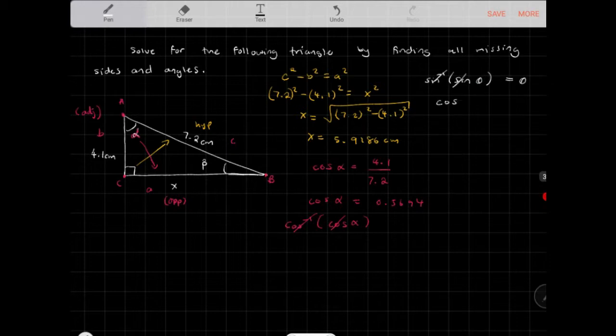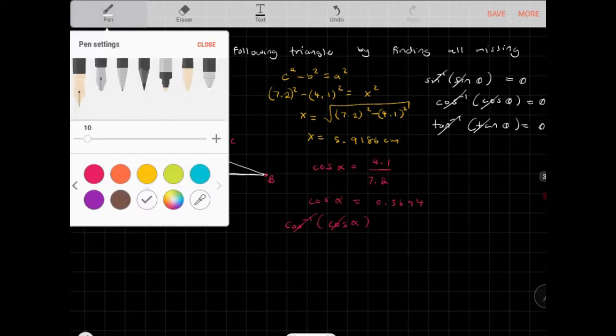If you do cosine inverse of cosine theta, you basically get theta, because the cosine and the cosine inverse cancel out. And if you do the tan inverse of tan theta, you also get theta. So the inverses just cancel out the ratio, the value of the ratio. In this case, cosine inverse of cosine alpha will give us alpha.